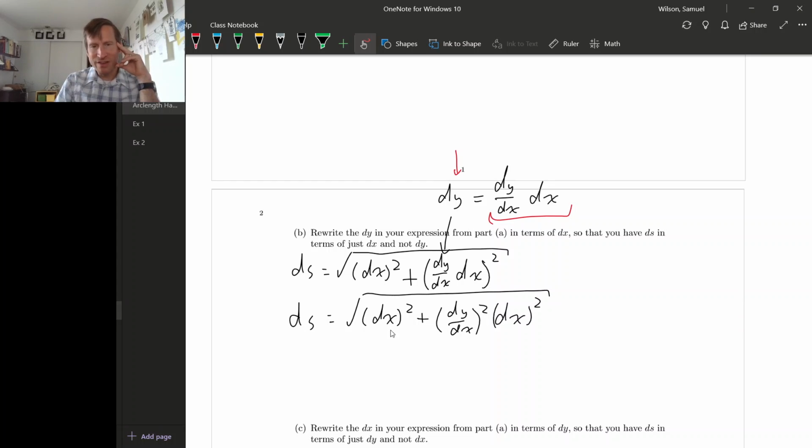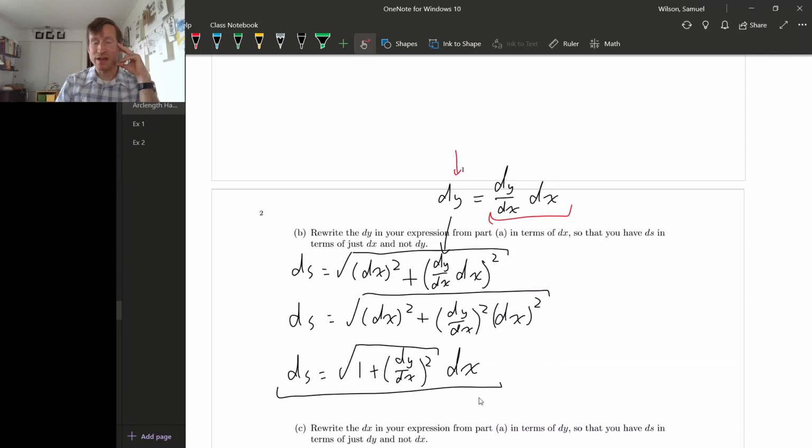Now both terms inside here have a dx squared, so we can factor that out. So ds is the square root of 1 plus (dy/dx) squared times the square root of dx squared, but that's dx. Okay, so here we've written ds in terms of dx. So go ahead and pause the video and have a look at part C.